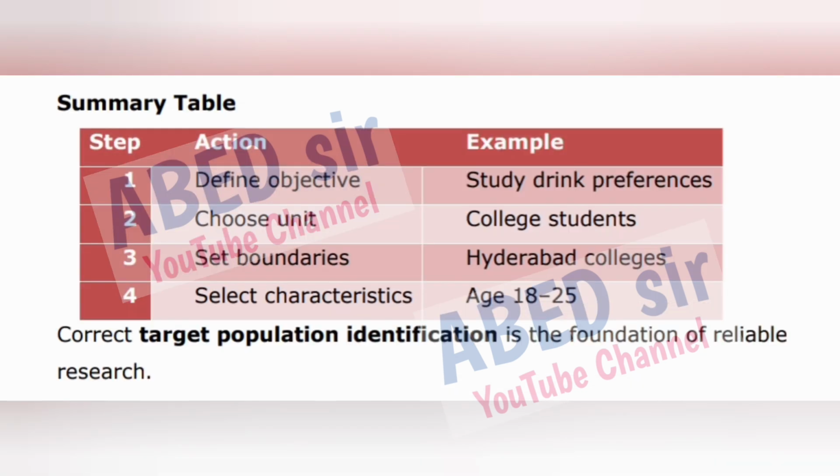Summary table. Step, action, example. 1. Define objective: study drink preferences. 2. Choose unit: college students. 3. Set boundaries: Hyderabad colleges. 4. Select characteristics: age 18 to 25. Correct target population identification is the foundation of reliable research.